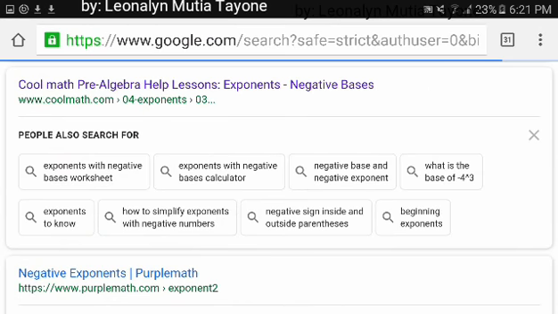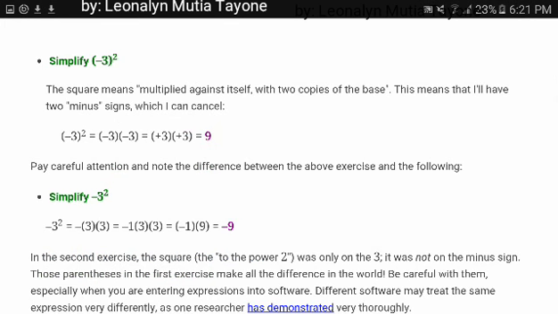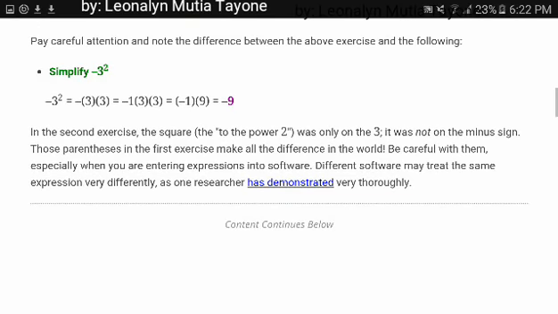Now, let's see another source. Purplemath.com. So, now let's simplify the negative 3 na nasa loob ng parenthesis, tsaka siya ni-raise ng 2. The square means multiplied against itself with 2 copies of the base. This means that I'll have 2 minus signs which I can cancel. Kaya naging positive 9.